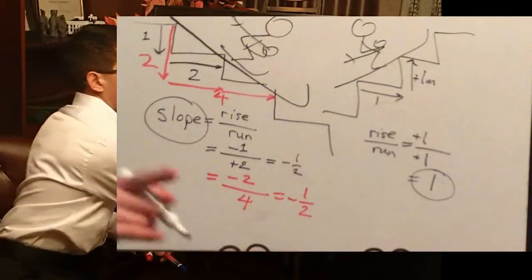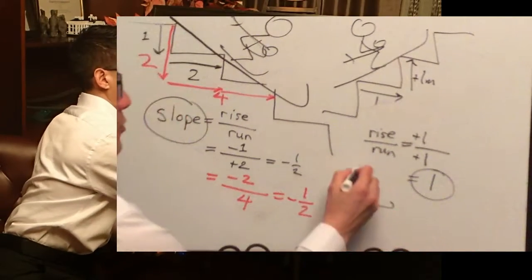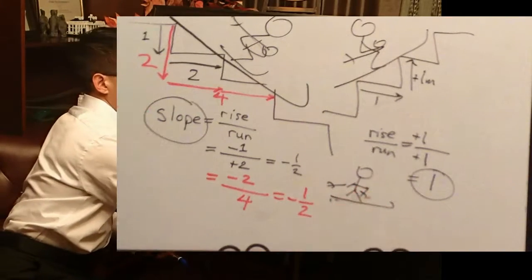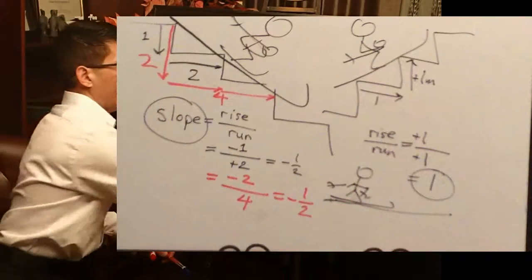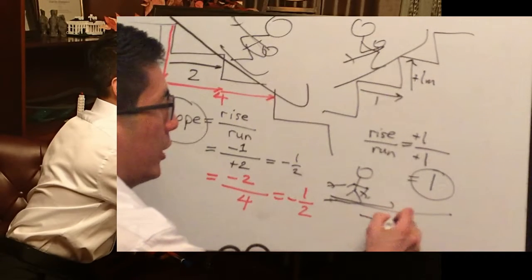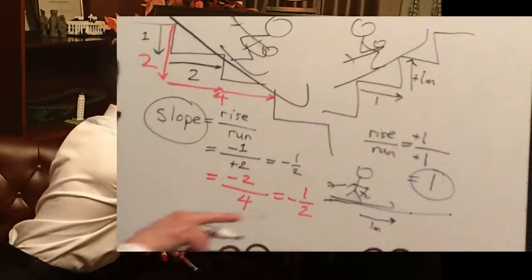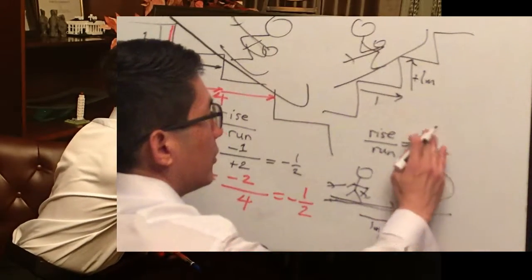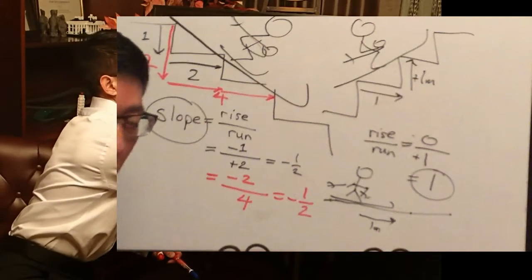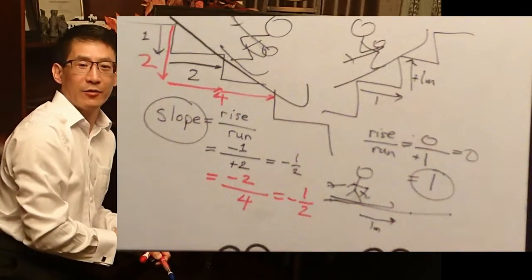What happens if you're on level ground, cross-country skiing like this? Well, since you're going across level ground, for every 1 meter you go across, you're going up a grand total of 0 because you're on flat ground. So your slope in this case for a dead horizontal line is 0, and it doesn't really matter what's on the bottom because, as you all know, 0 divided by anything is 0. That's how you get a slope of 0.